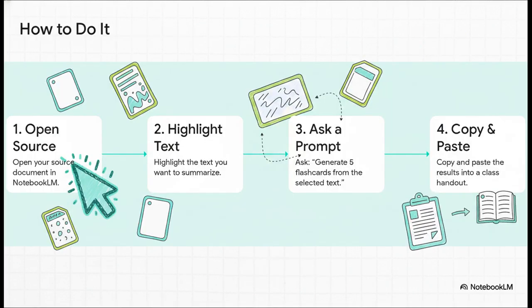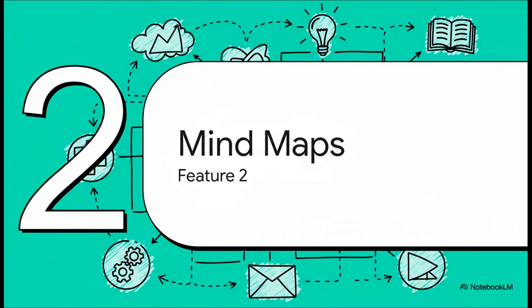And the best part? It's ridiculously easy to do. All you have to do is highlight the text you want, type a simple command like "generate 5 flashcards," and you're basically done. You can copy the results right into a Google Doc or whatever handout you're working on. It's that simple.